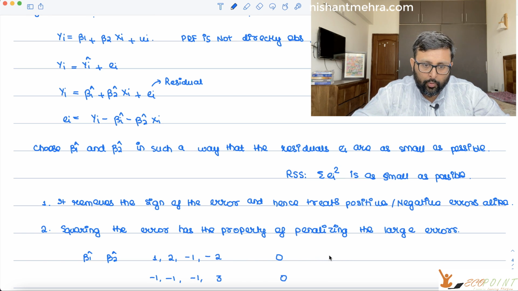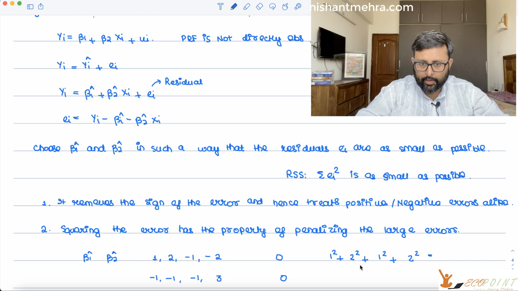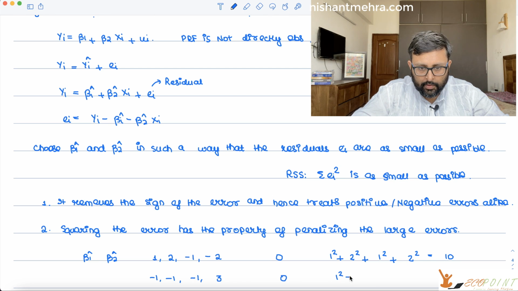Fair enough. What about the squares? 1 square, 2 square, 1 square, 2 square. So it is 10. In this case, 1 square, 1 square, 1 square, 3 square. In this case, 12.